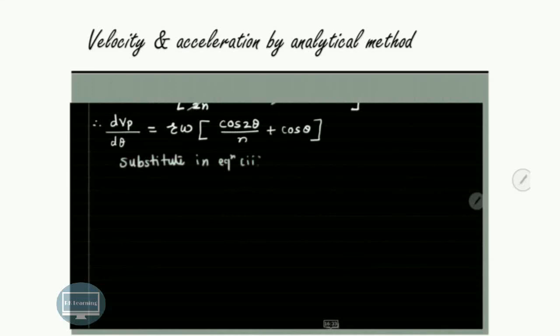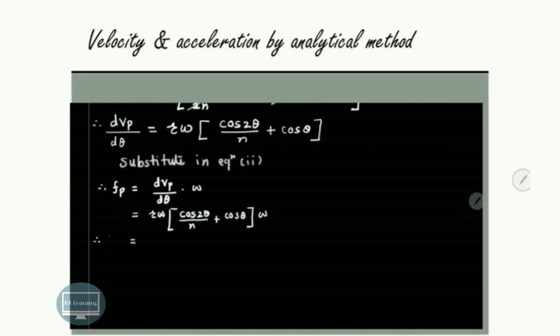Now we can substitute this value in equation 2. So from equation 2 we are having acceleration of piston Fp is given by dVp by d theta into omega. So substitute the value of dVp by d theta, that is R omega cos 2 theta upon n plus cos theta, and multiply it by omega. So omega into omega, so that will be R omega square. Fp will be equal to R omega square into bracket cos 2 theta upon n plus cos theta.